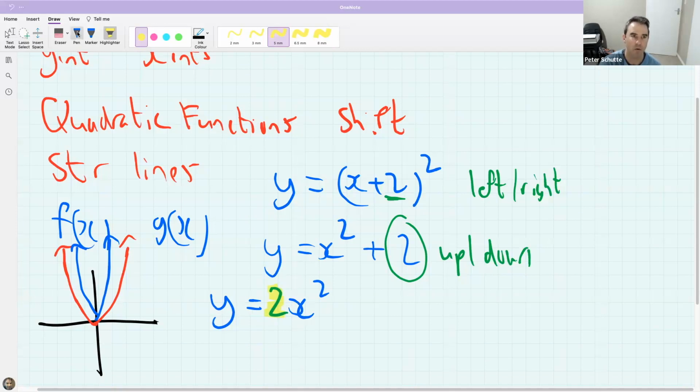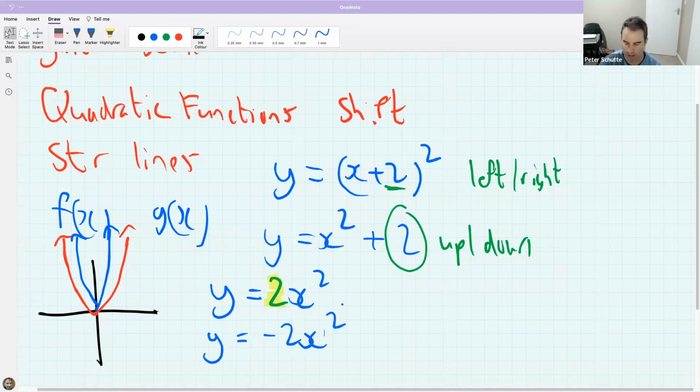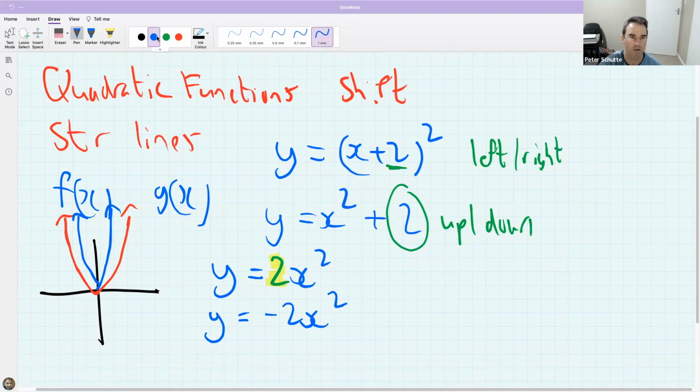However, what would happen if this number was minus 2x squared? So now the blue one is the 2x squared. The minus 2x squared is a sad parabola. It should still be narrow because it's got the 2. So it's almost like the blue one got flipped over the x-axis, is what that would do.